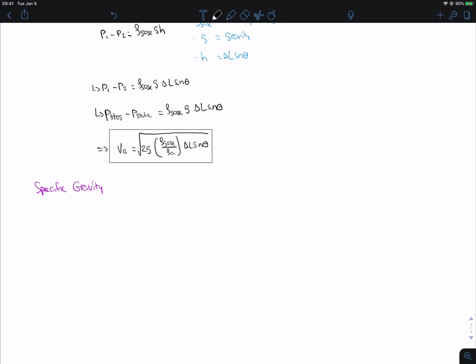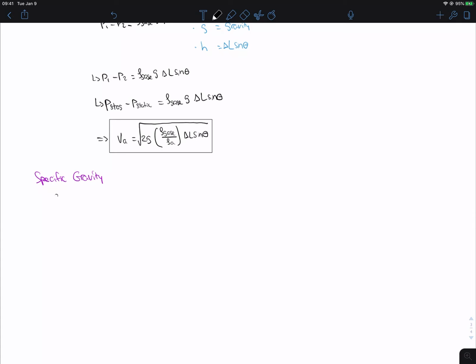Okay, so let's first define what specific gravity is. That's going to be the ratio of the density of the gauge fluid to the density of water at 4 degrees Celsius. And I'll note here the density of water at 4 degrees Celsius is 1,000 kilograms per meter cubed.